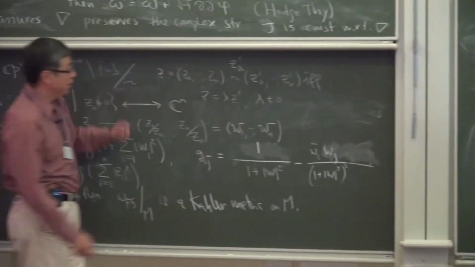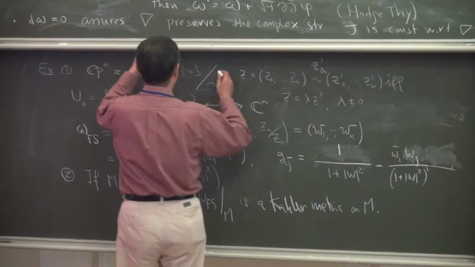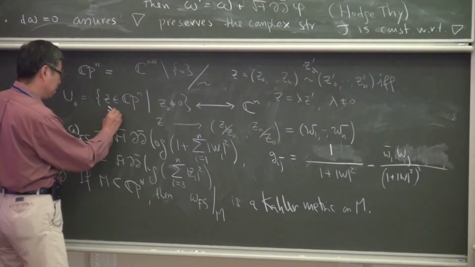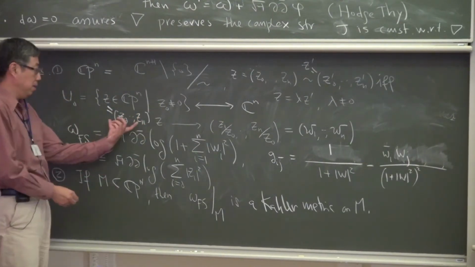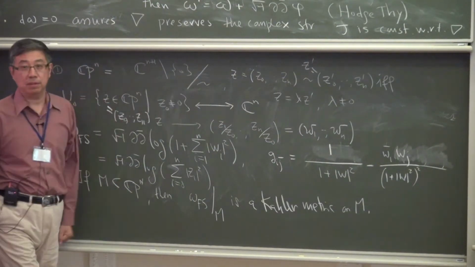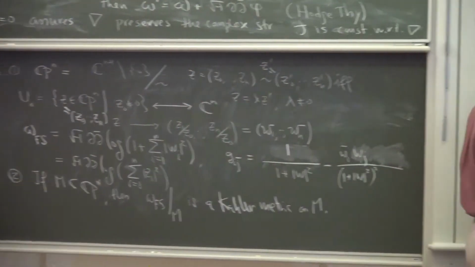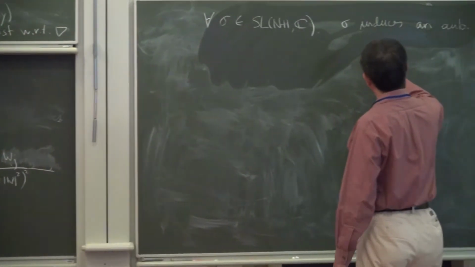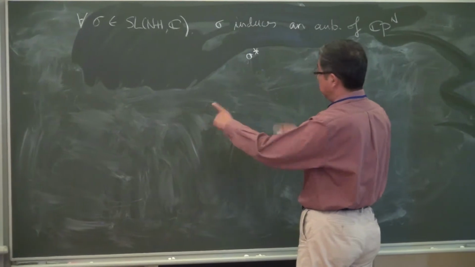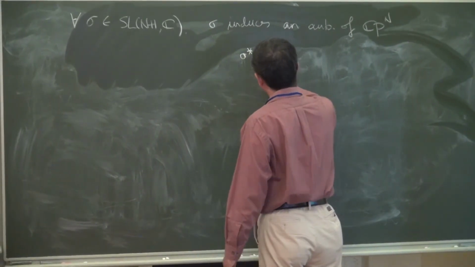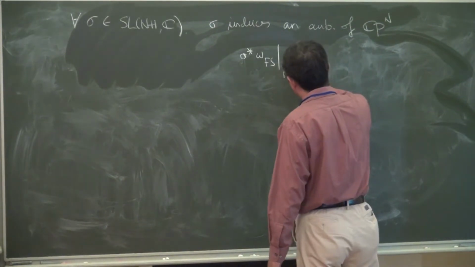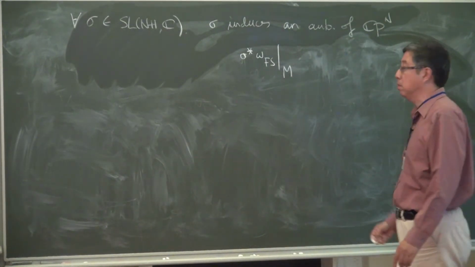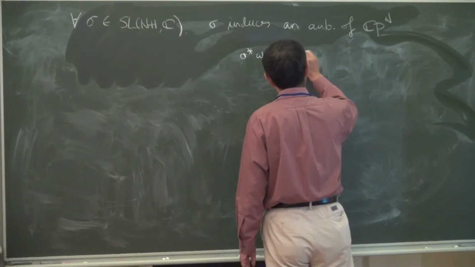homogeneous coordinates here. Okay, so let's denote these homogeneous coordinates by [Z_0, ..., Z_n]. This is a homogeneous coordinate. This bracket means the equivalence class of this. Then what you can do is look at sigma star. You pull back, you act this on your Fubini-Study metric. Of course, on CPN it does not change anything. It's still intrinsically the same metric. But when you restrict to M, you might get a different metric. Okay. So you get a new metric.